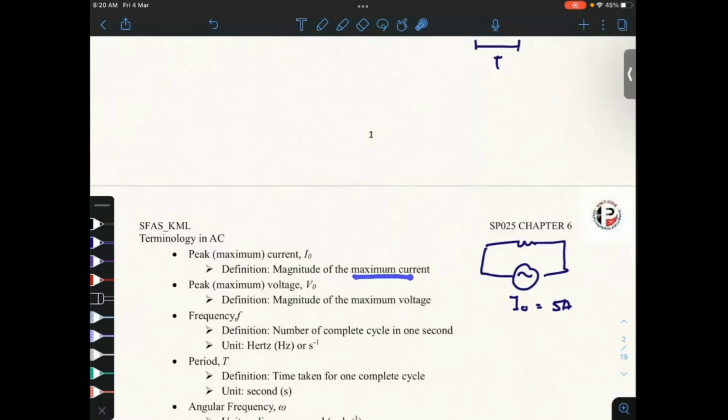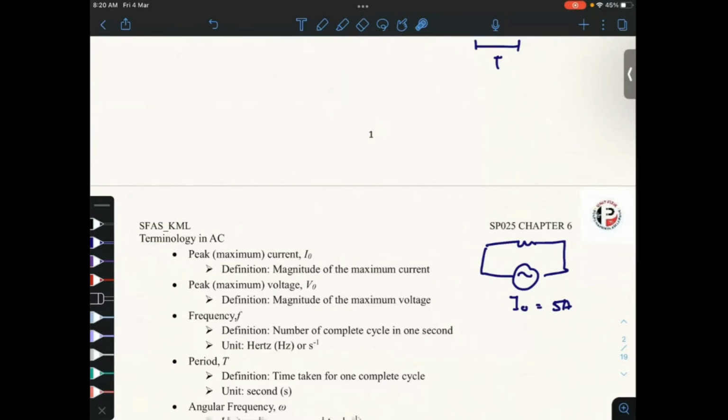Magnitude of the maximum current, maksudnya dalam proses dia punya nilai current itu berubah, the maximum value could reach adalah 5. After you reach 5, the value of your current is going to drop balik. Dia akan kurang balik sampai you reach 0 and then you're going to change direction.